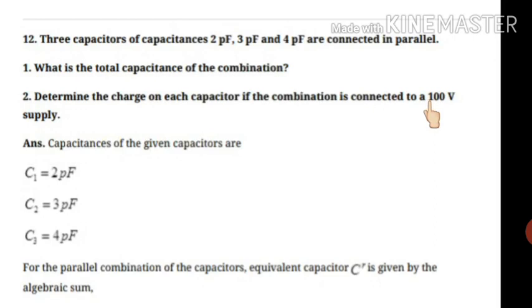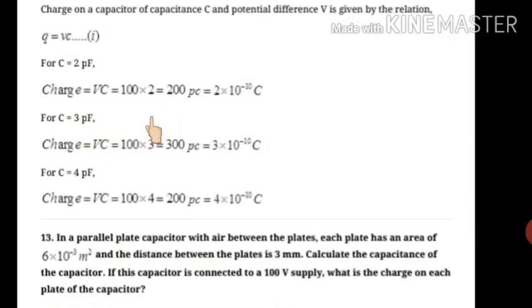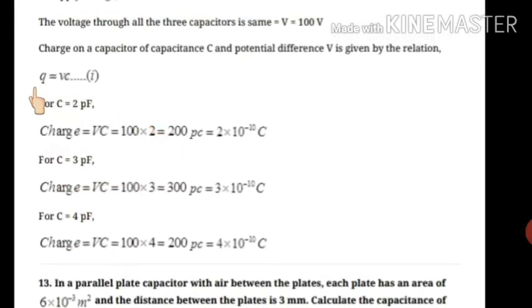Okay, so what is the voltage? 100 volt supply. Now we know in parallel combination, voltage will be the same for each capacitor because they are connected in parallel. So what will change? Charge on each capacitor will change. So that only we have to calculate. Now we know this thing. What is Q? Q is V into C, where Q is charge, V is potential, and C is capacitance.